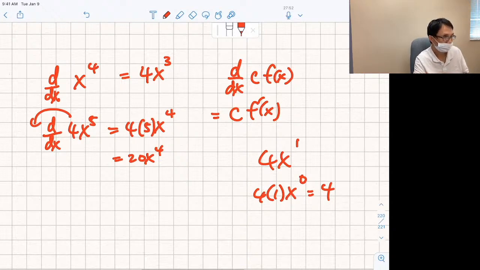Wait, can you only use the power rule for derivatives? Yes. Oh, you can't use it outside of the derivative? No.